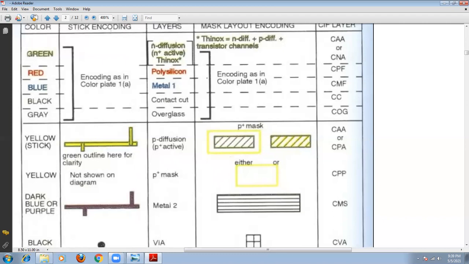We will discuss what the FINAX layer is. N diffusion, P diffusion and transistor channels are nothing but FINAX layers. Remember, the FINAX layer is N diffusion as well as P diffusion as well as the transistor channels combined. We consider that the FINAX layer.